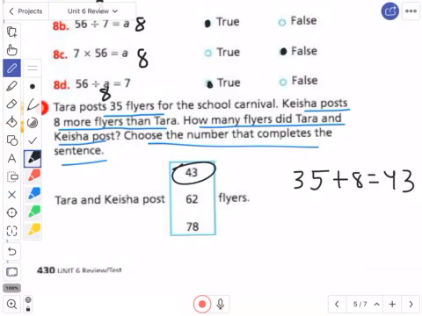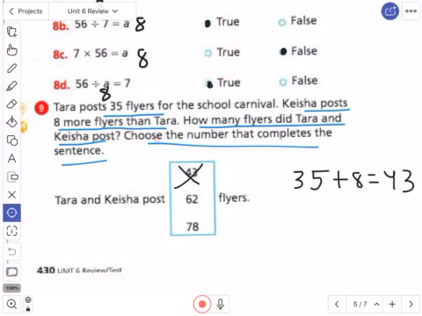Oh! You know what? I almost made that mistake. I made that mistake the first time I did it too. Oh! I just showed you the wrong answer. Because it's not asking how many does Keisha post. It's asking how many flyers did Tara and Keisha post, meaning all together. Now that's my first step. Oh man, I am so glad I caught myself there. How many did they post all together? Well, that's how much Keisha posts.